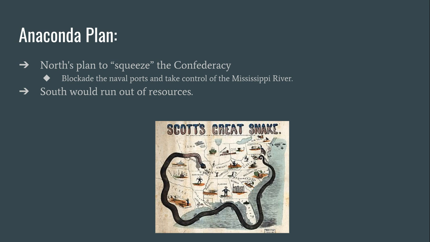They blockaded the naval ports to try to take control of the Mississippi. This would cause the South to run out of resources, since the South really did rely on the Mississippi for the resources to keep them continuing.